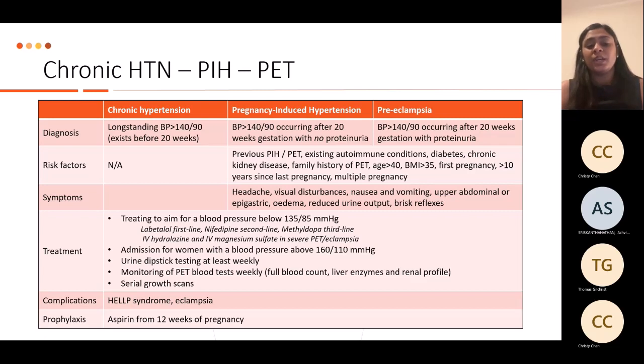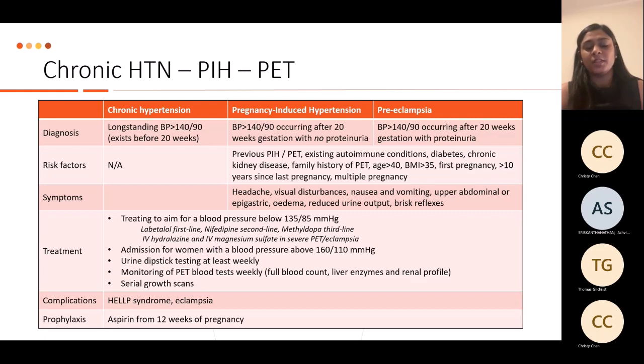You will only use IV medications when it's severe preeclampsia, eclampsia, or even PIH, which is symptomatic. So it's not very common. We always tend to admit women who have blood pressure issues of more than 160 over 110, or people who need treatment or meet the treatment threshold for the first time. And you tend to monitor these women weekly in the day assessment unit.